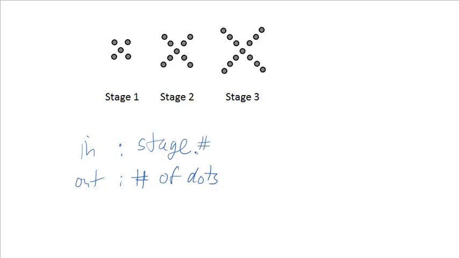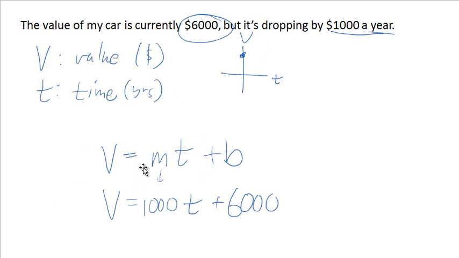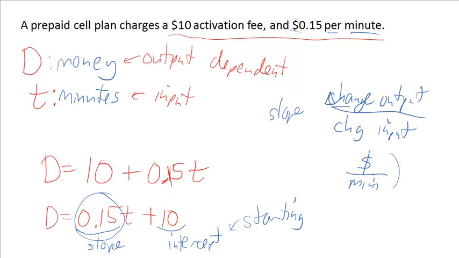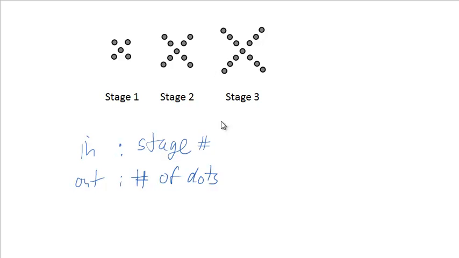Now, this is going to go a little beyond what this section is actually talking about, because we have a little problem here. We don't know the starting amount. We don't know the starting amount because if you think about this equation, 6,000 is the value when the time is 0. Just like here, $10 is the cost when the number of minutes is 0. We don't know the number of dots when the stage is 0. And so in order to do this, we're going to have to improvise a little bit, and we're going to have to say, what would stage 0 look like?